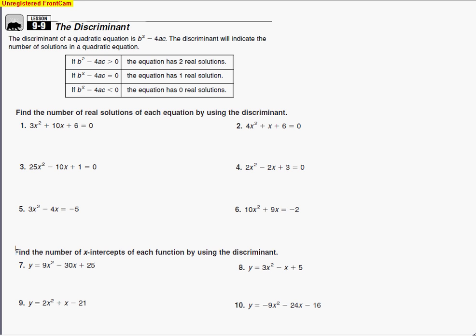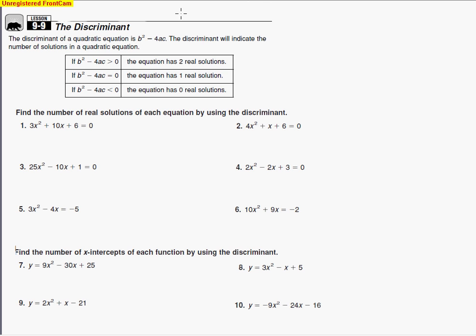Today we will be determining how many solutions, or how many x-intercepts, a quadratic has. To do that, we're going to use this thing called the discriminant. What the discriminant does is it discriminates between the number of solutions. The discriminant is just the number underneath the radical sign in the quadratic formula.